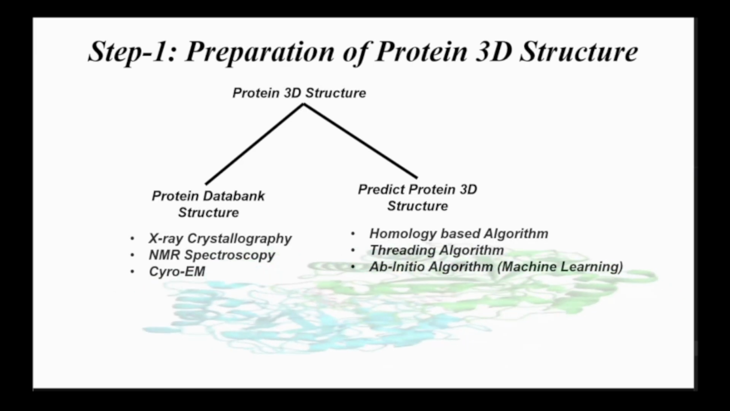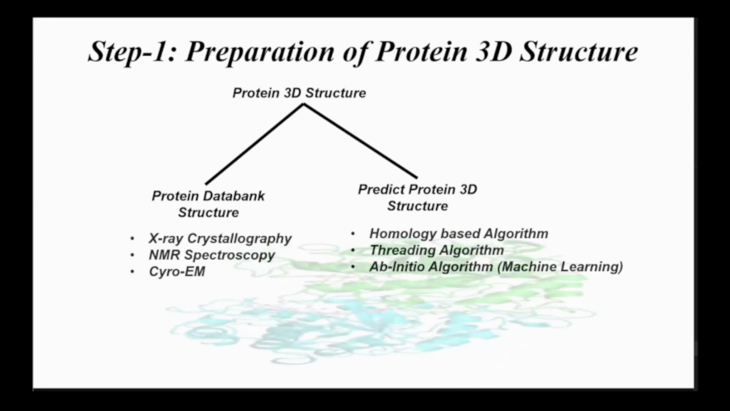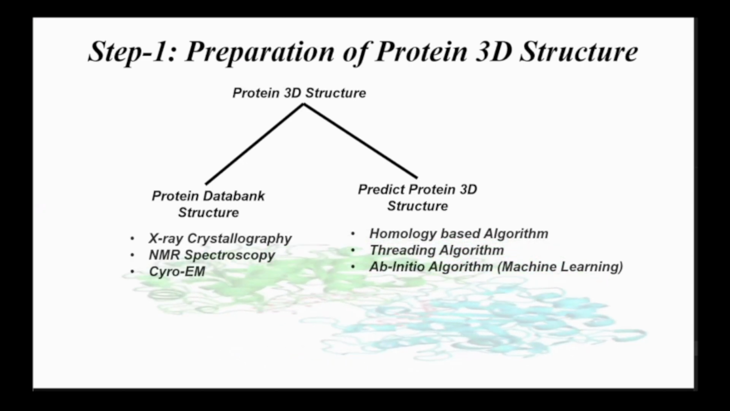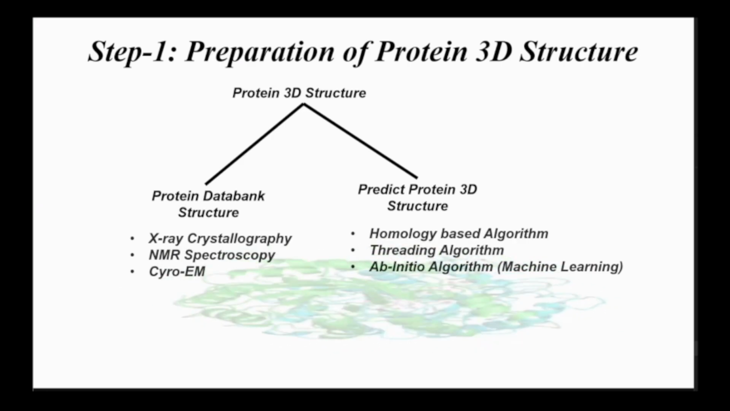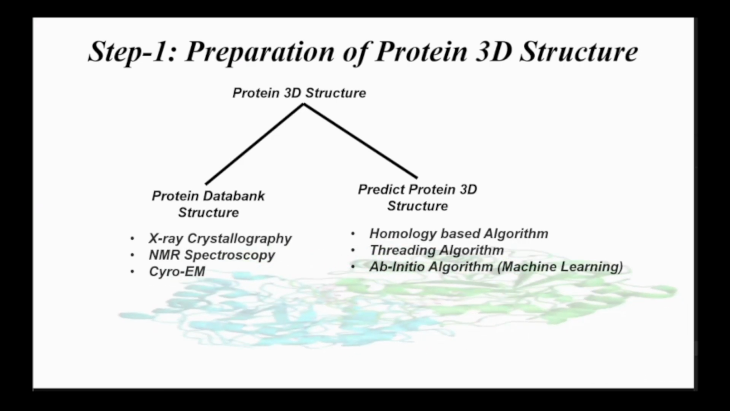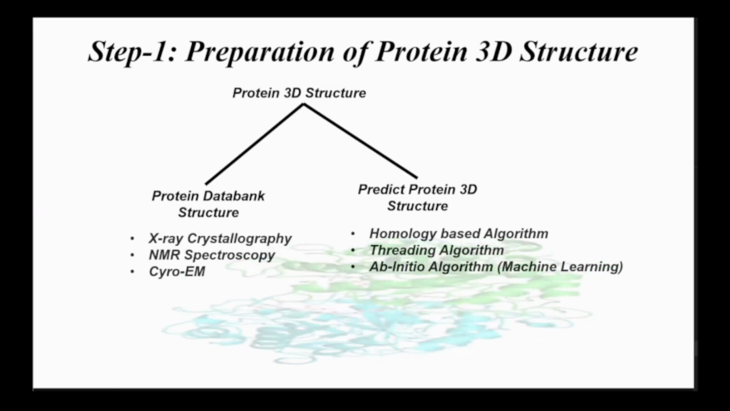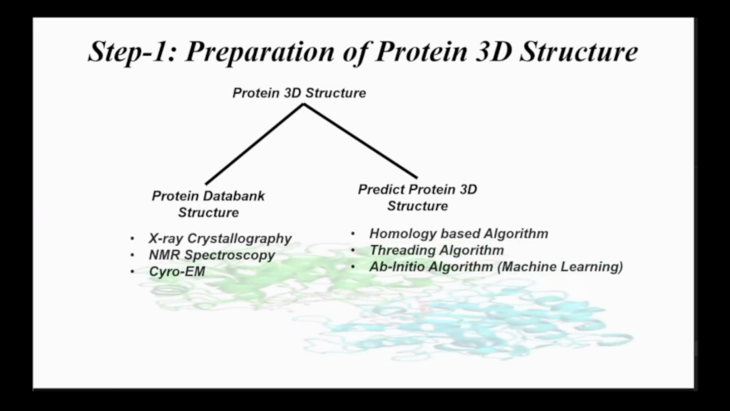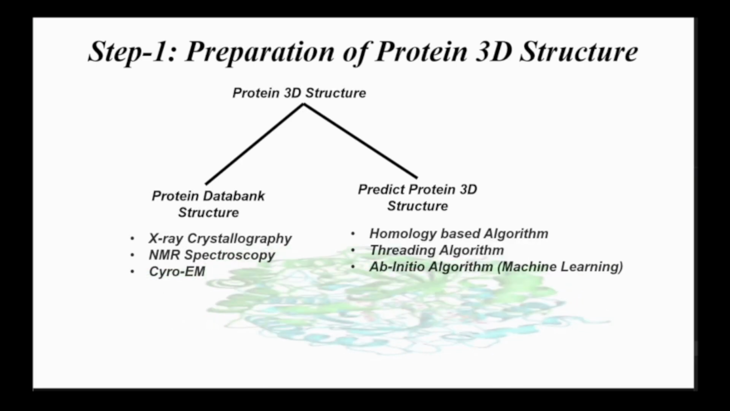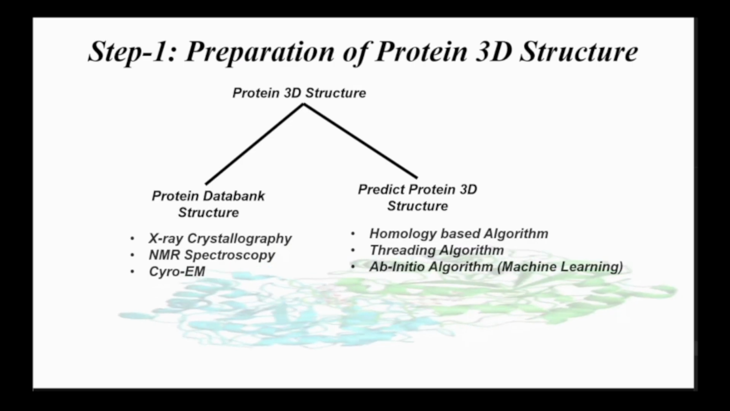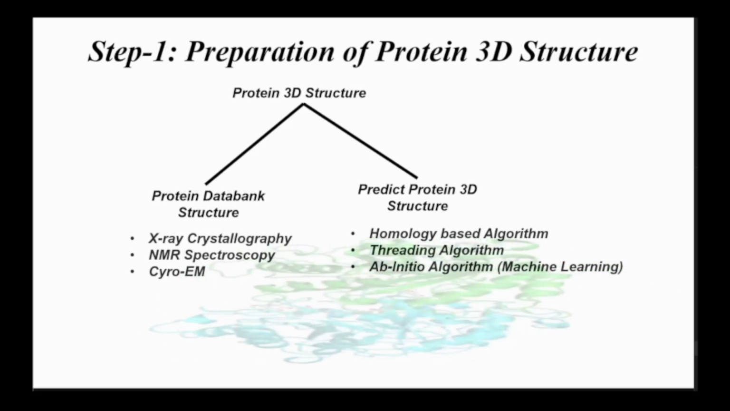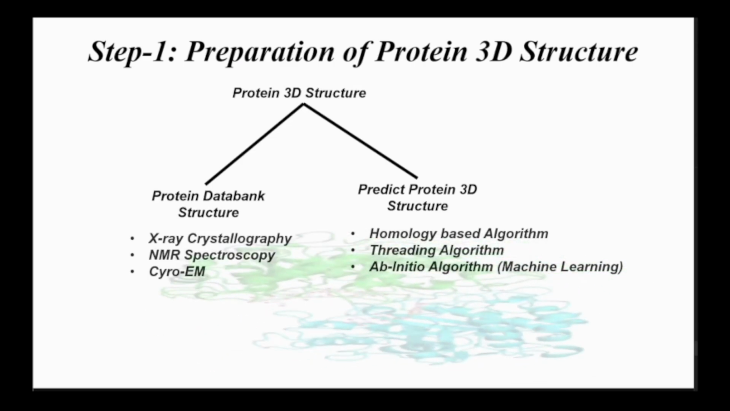I will explain why they are outdated now. The third one is the ab initio algorithms, which are basically machine learning based algorithms. I hope you have a good idea about AlphaFold. AlphaFold is a machine learning based algorithm. It's a revolutionary algorithm that is able to predict the three-dimensional structure of a protein with a lot of reliability.